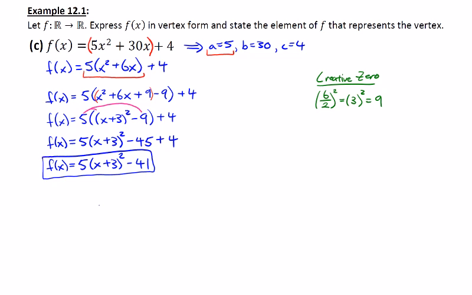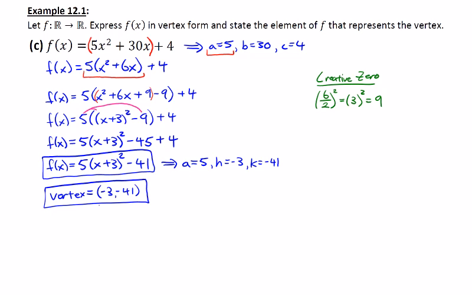And we can identify that a is still equal to 5, h would be equal to -3, and k would be equal to -41, which means that our vertex is located at the ordered pair -3, -41, completing example 12.1c.